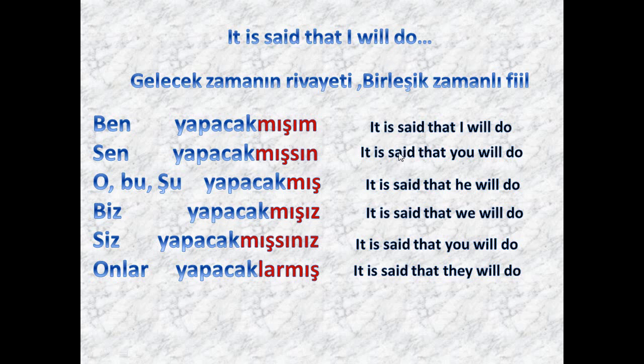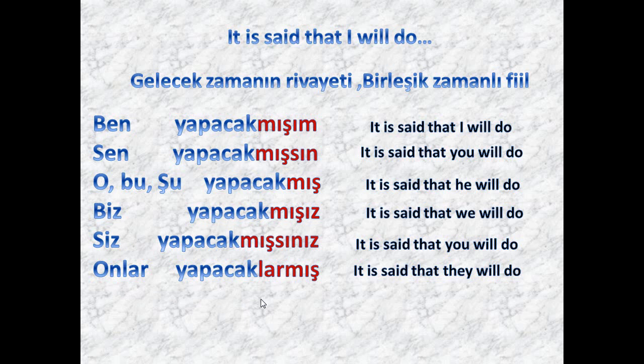Okay, all these words here fit in these huge suffix chains. Let me read them once. Ben yapacakmışım, sen yapacakmışsın. O yapacakmış, biz yapacakmışız. Siz yapacakmışsınız, onlar yapacaklarmış. Okay.